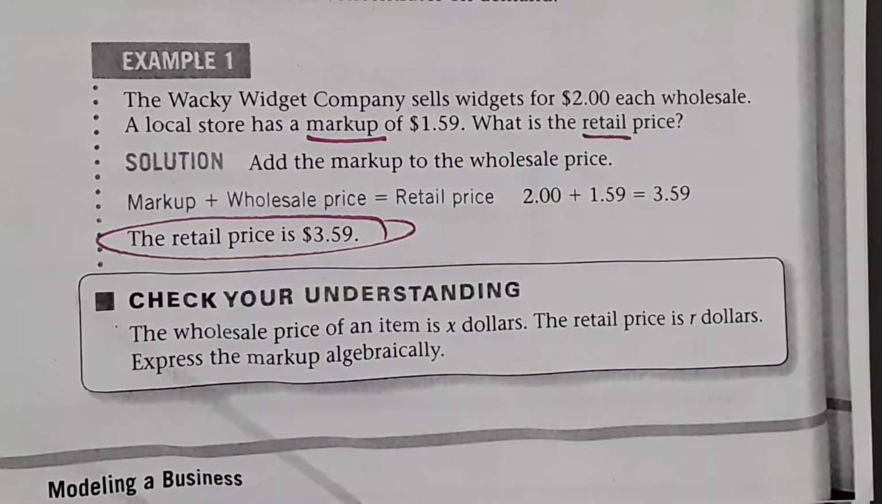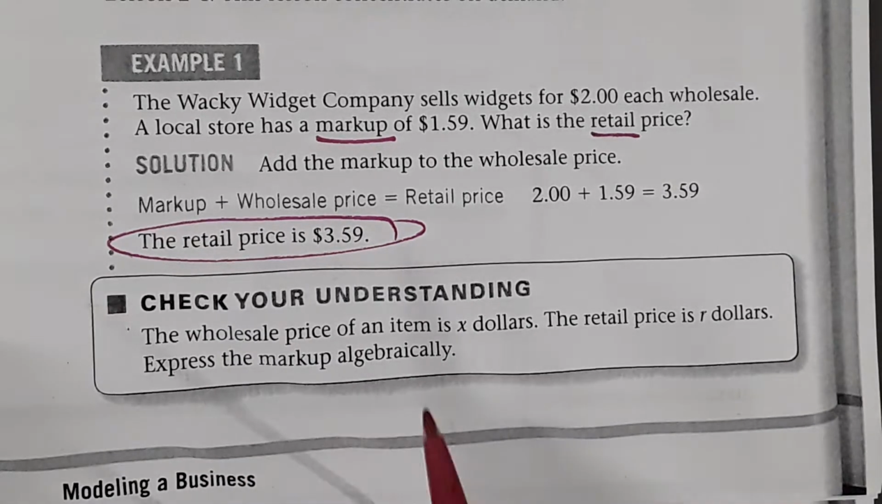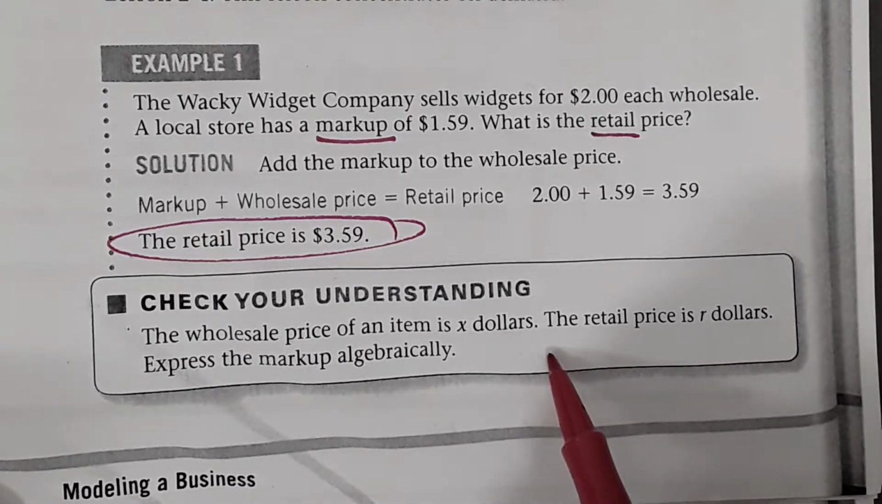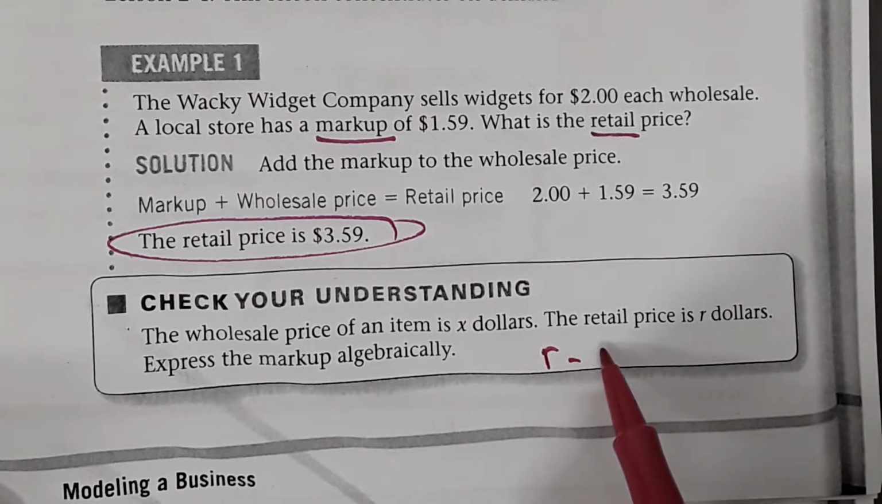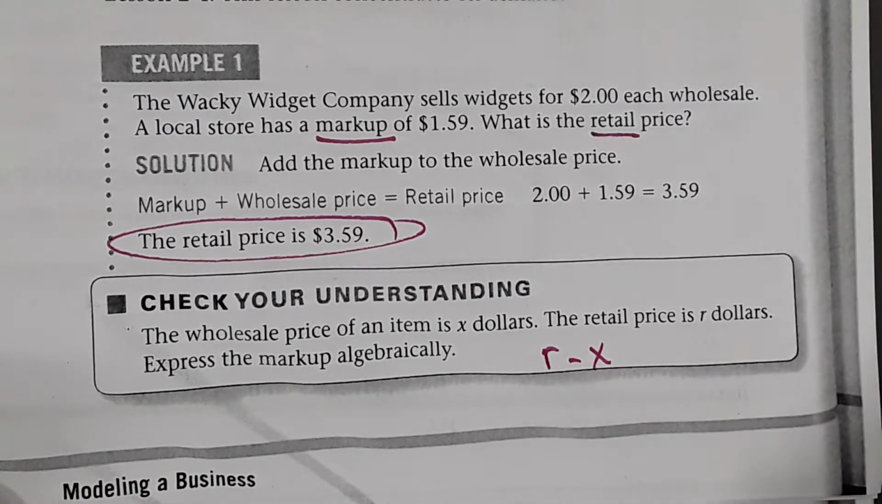Okay. So the wholesale price of an item is X dollars. The retail price is R dollars. So this is what you're paying in the store. The wholesale price is what the store is paying. How do we express that markup algebraically? Well, we take the retail price and you just take away the wholesale price, what the store pays for it, and that would be the markup.